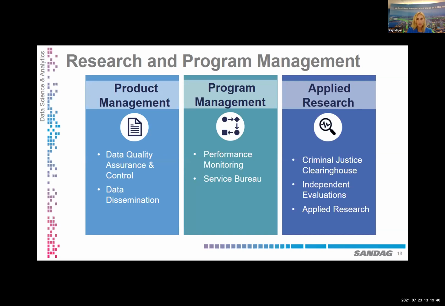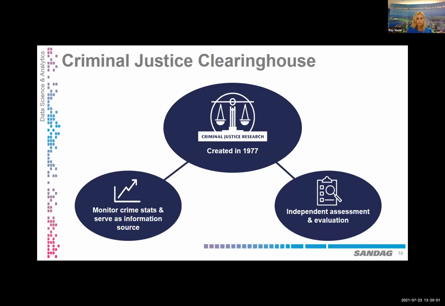Okay, so since you saw our staffing overview, you got a sense for this, but as I said before, we have product management, program management, data QC, data dissemination, performance monitoring, the service bureau, and then all of the original research that we conduct at the agency falls under my purview. I'm going to talk about those five general areas, just starting out with the Criminal Justice Clearinghouse.